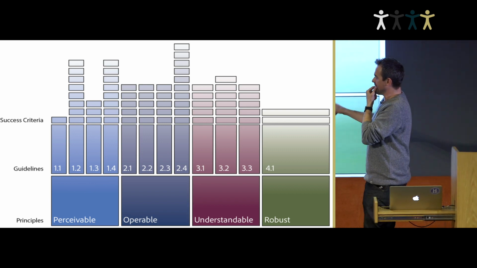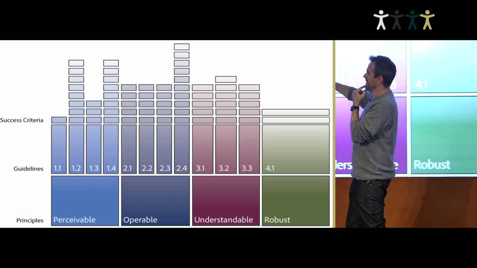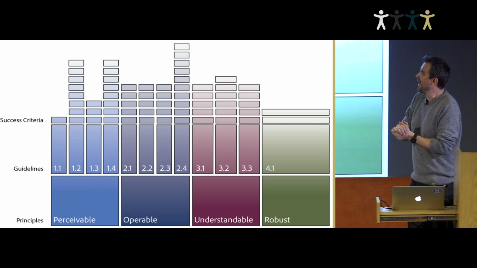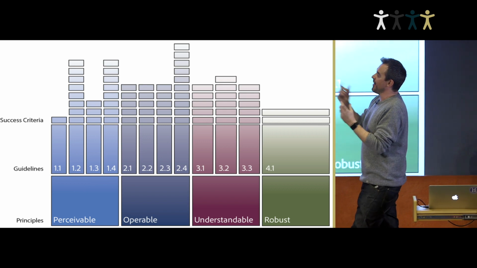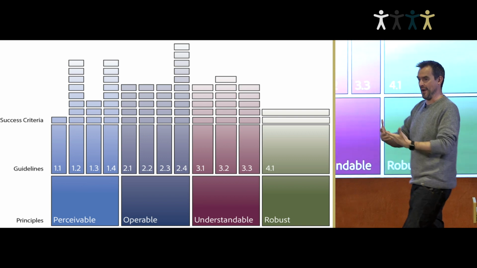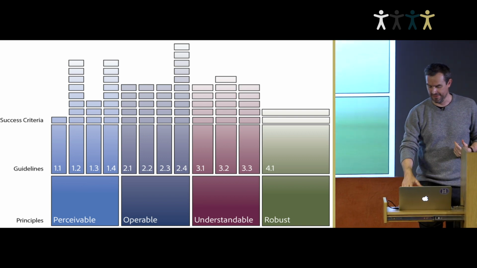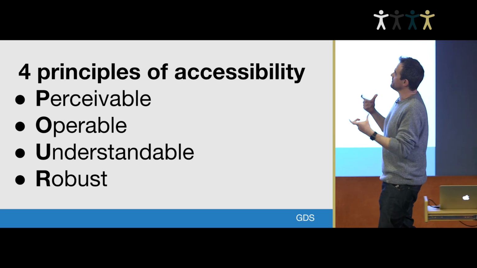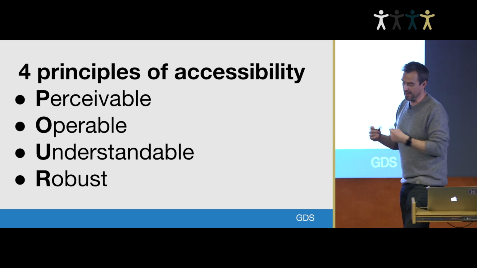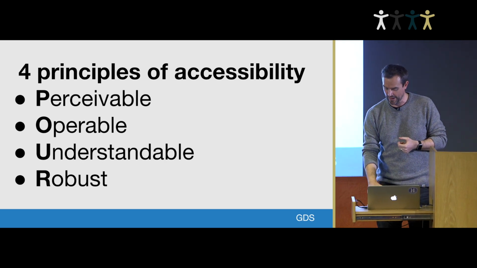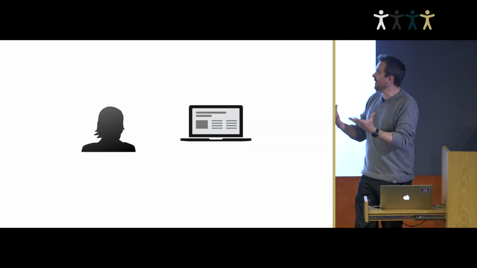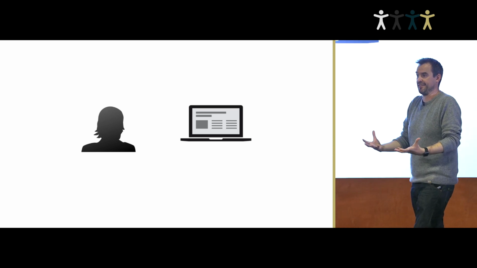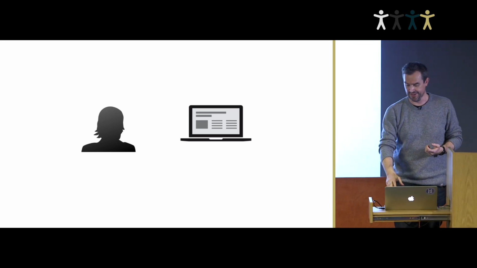So essentially, it's based on 4 principles. There's a number of guidelines. Each of those guidelines has some testable success criteria. And if you pass the success criteria, that means that you have avoided some of these common barriers. I like to explain perceivable, operable, understandable, and robust in the following way. If you think about a website or a digital interface, there's a number of things that need to happen for somebody to have a successful interaction.